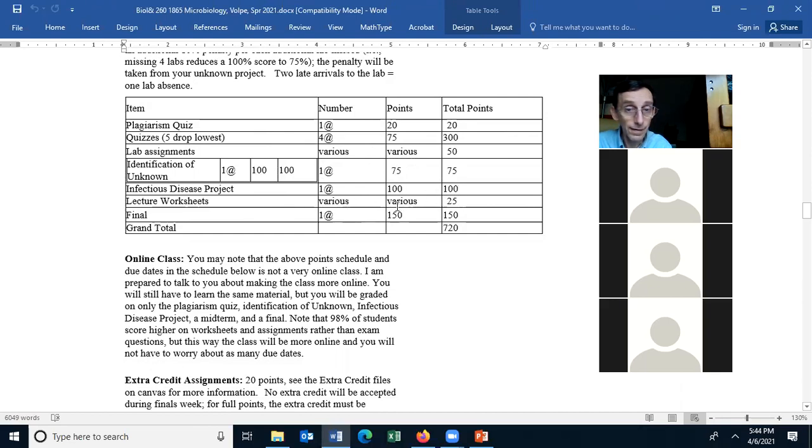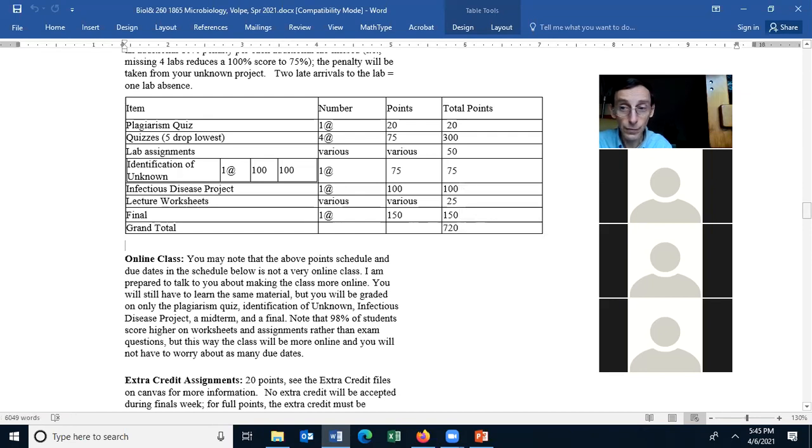Lecture worksheets, various, they'll be worth 25 points. Most of them are worth 2 points, and then at the very end, it won't come up to 25 points, so I'll give you the total score and give you a correction to bring it up to 25 points. And then the final worth 150 points, and that means that this class is worth a total of 720 points. Your grade will be your percentage out of that 720 points.